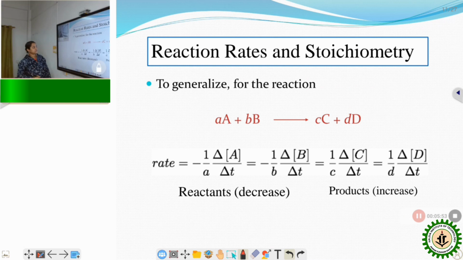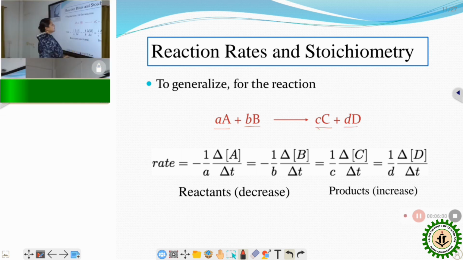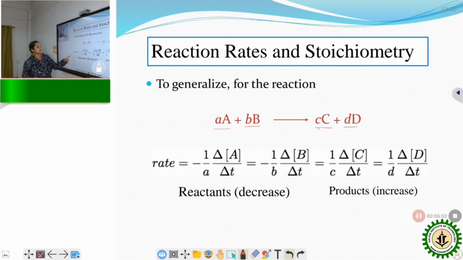So for any general reaction of the type aA plus bB converting into cC plus dD, the rate of the reaction can be given by minus 1 by a del A by del T, or minus 1 by b del B by del T, or 1 by c del C by del T, or 1 by d del D by del T. The minus sign, again I am repeating, indicates that the concentration of the reactant molecule is constantly decreasing, and the positive sign with respect to the product indicates that the product concentration is constantly increasing.